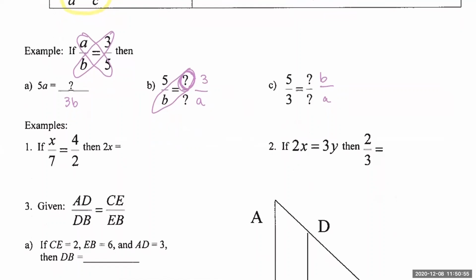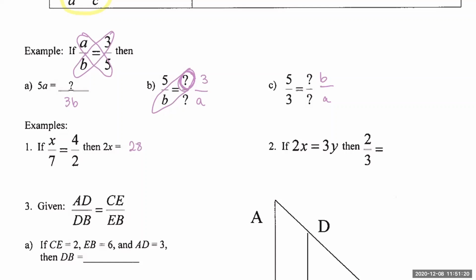Okay, so can I have you guys try number 1 next? Okay, what is 2x equal to? And it didn't say to solve, it just says what's equivalent to 2x in this example. Okay, perfect. Cross multiply, 28.